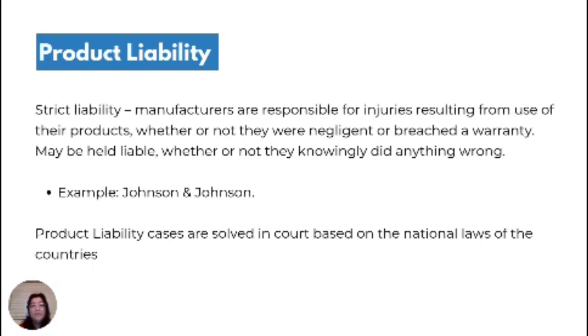Product liability cases are decided in court, where consumers seek compensation for injuries or damages, and the outcome of these cases are determined based on the national laws of each country. For example, in Canada, product liability is governed by common law principles and focuses on ensuring manufacturers meet a duty of care to consumer.